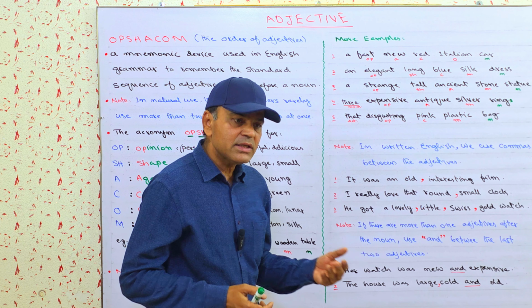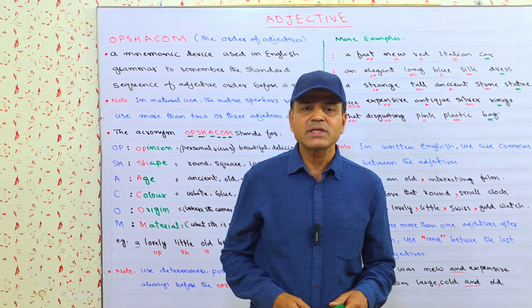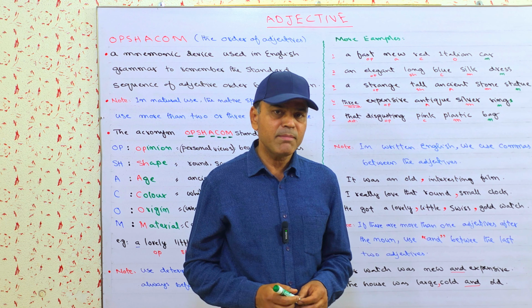Now, there is a question mostly students ask, or that arises in our minds: when we are using so many adjectives, do we have to separate them with commas or not? The answer is that in written English, we usually use commas. But if you don't use a comma, it is still okay. For example, it was an old, interesting film. I really love that round, small clock.